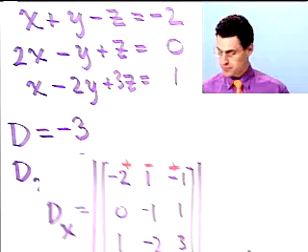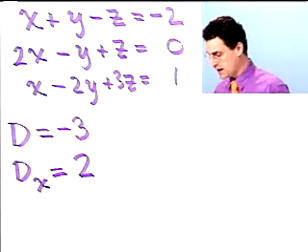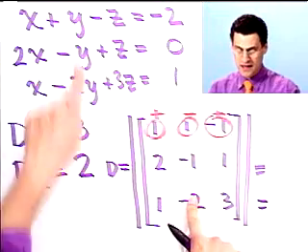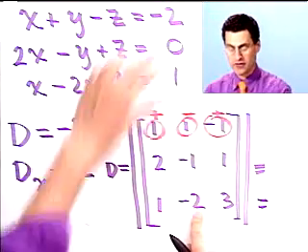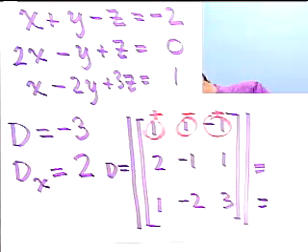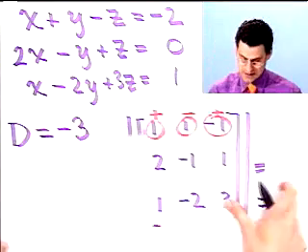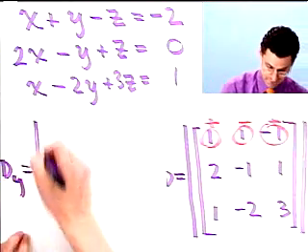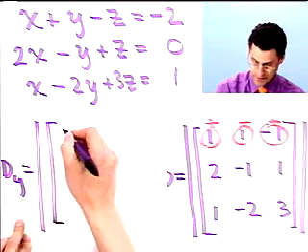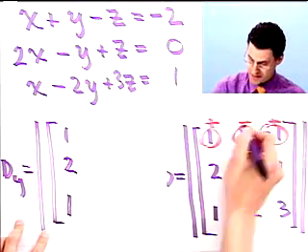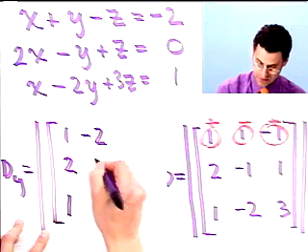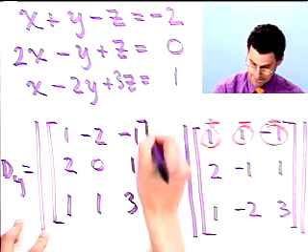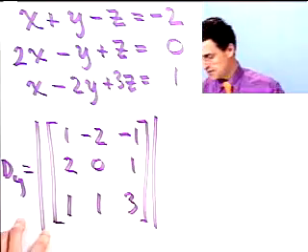Now let's find d sub y. So how do I find d sub y? Well, I come back to d, and I get rid of the y column and replace it by these, and compute that determinant. No big deal. So d sub y equals determinant of, I keep the x column, but now the y column gets replaced by this negative 2, 0, 1. And then the z column remains the same.